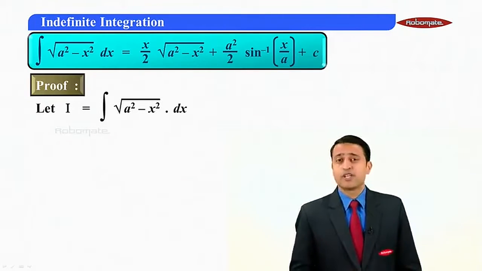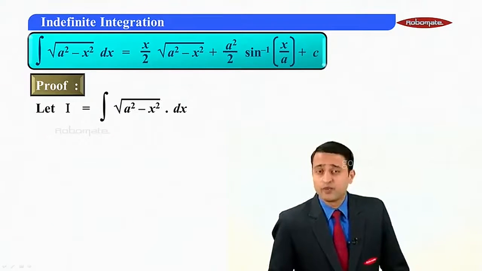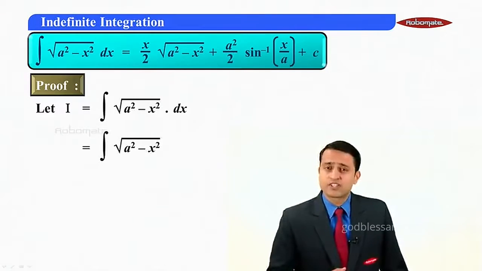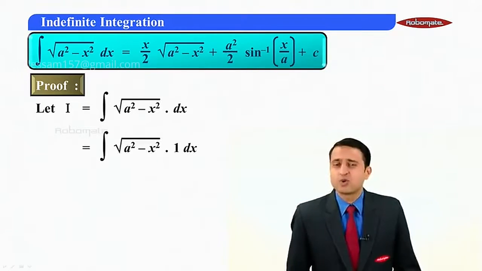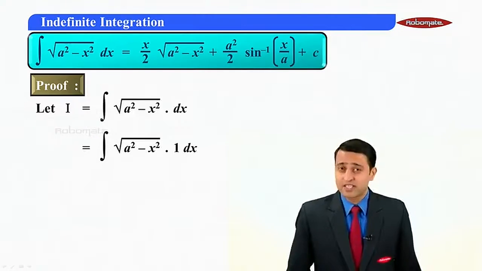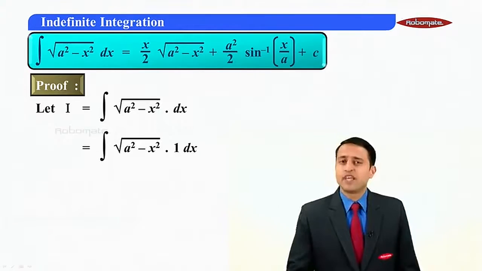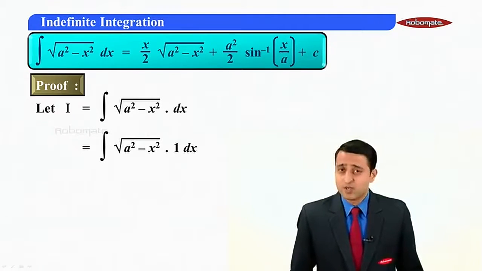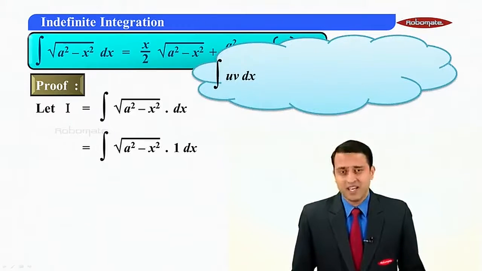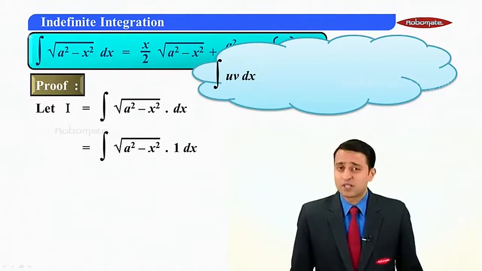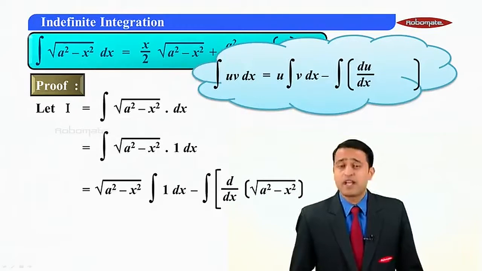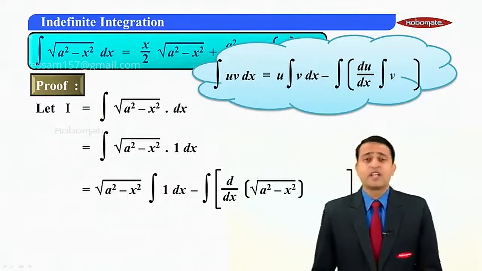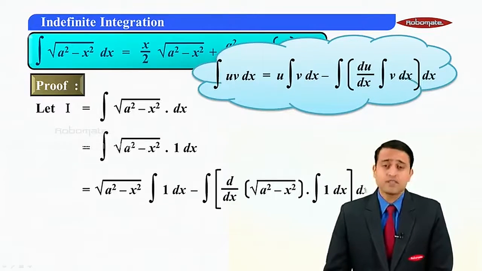Now, how do I proceed to integrate? Here, we are going to apply the u into v rule. But as you may see, we have only one function. So obviously the other function will be taken as 1. So we have the integral as root of a square minus x square into 1 dx, and as per the rules we will take the root of a square minus x square as u and 1 will be taken as v. Let's apply the u into v rule. So as per the rule, can I say the next step will be root of a square minus x square integral 1 dx minus integral d by dx of root of a square minus x square integral 1 dx the whole dx. Is that okay?